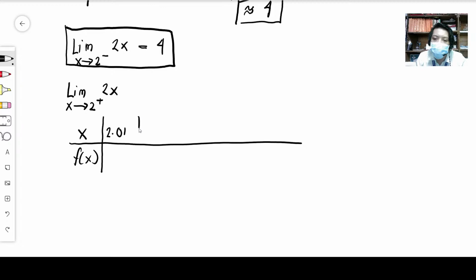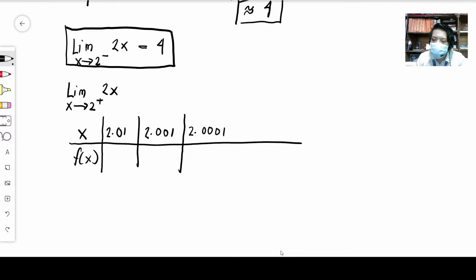Then we have 2.001. It approaches 2 coming from the right. So this is 2.0001 and so on and so forth. So it approaches 2, but it approaches 2 coming from the right.